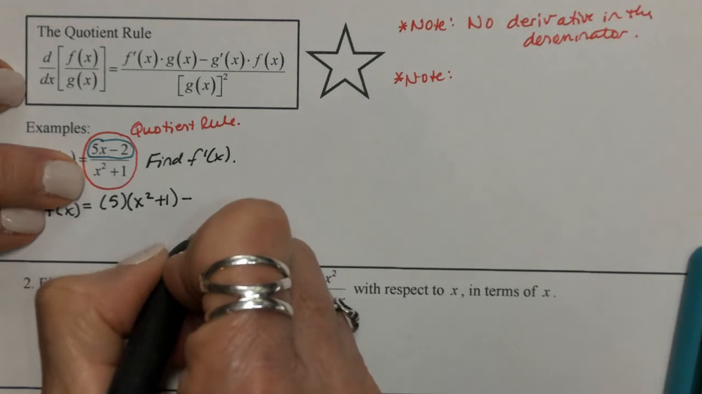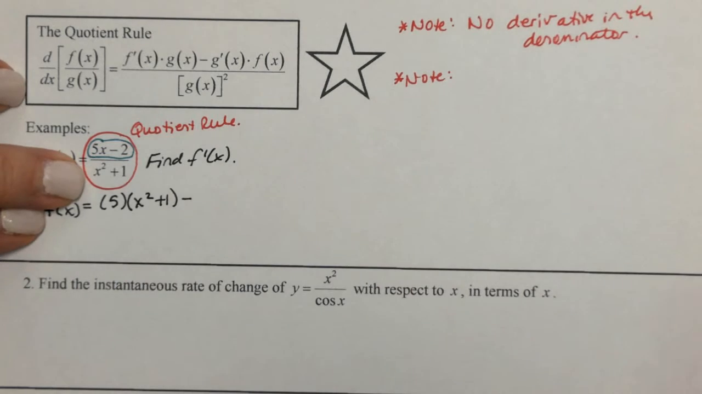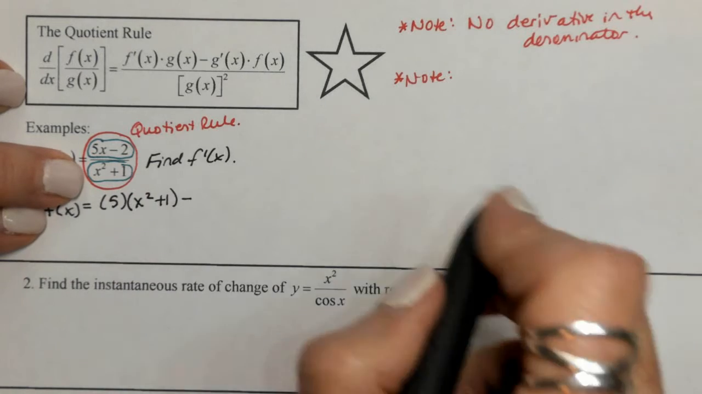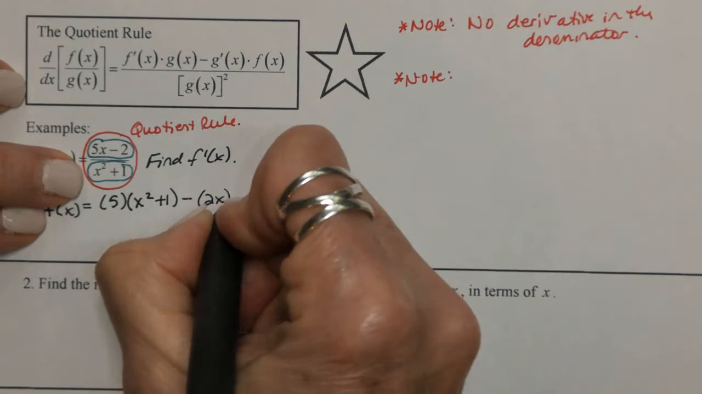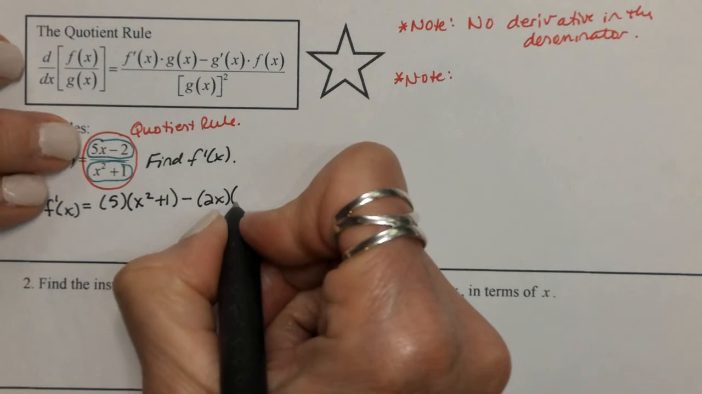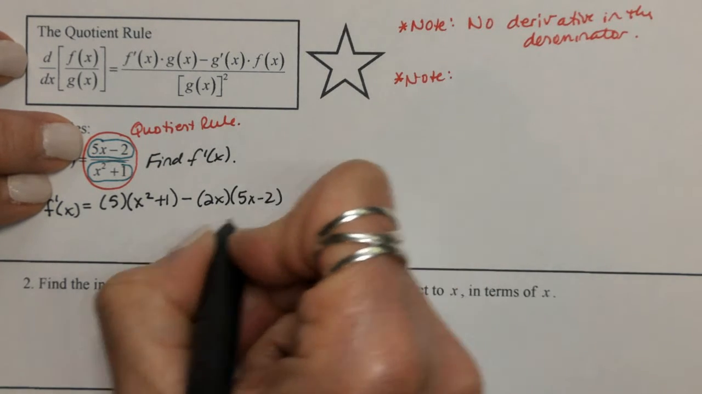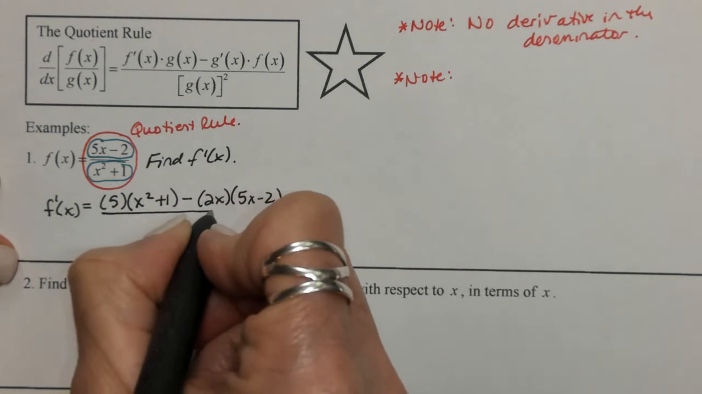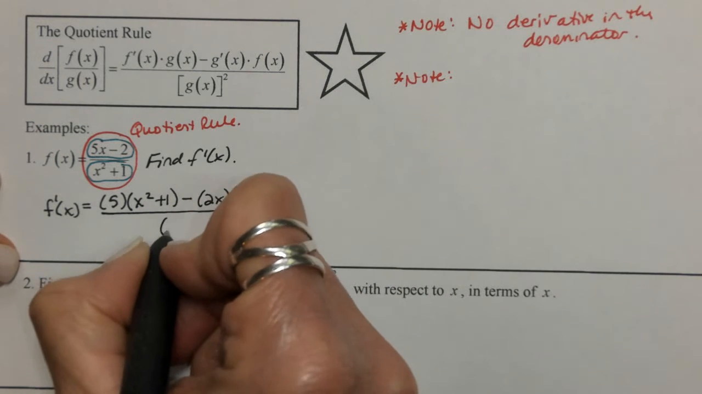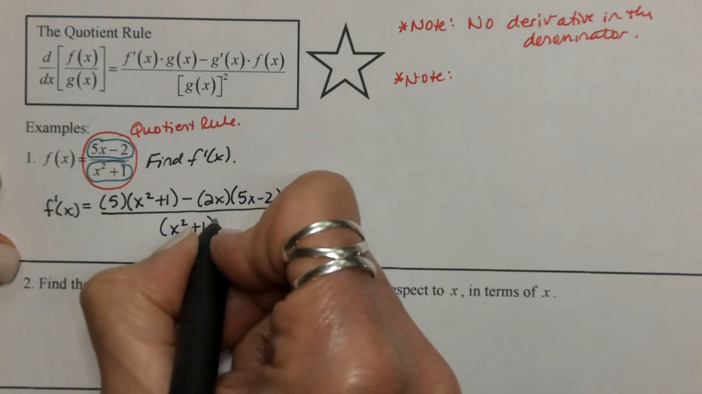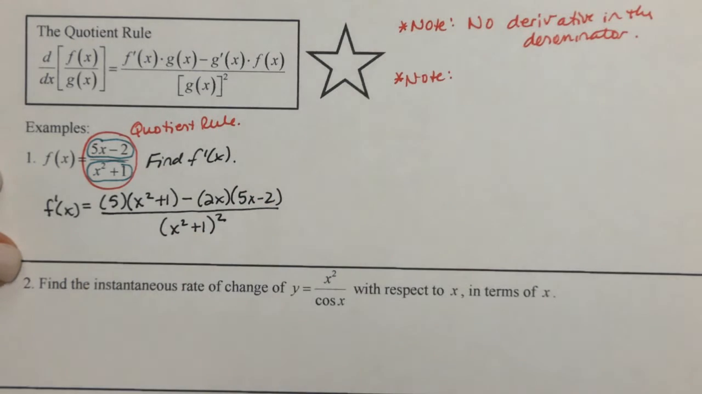Minus. Now I take the derivative of the bottom. The derivative of the bottom is 2x. I multiply that by the top left alone. All divided by the bottom left alone, no derivative, but squared. That's how I do it. That's my thought process on it.